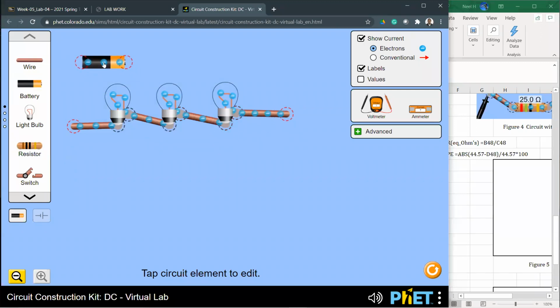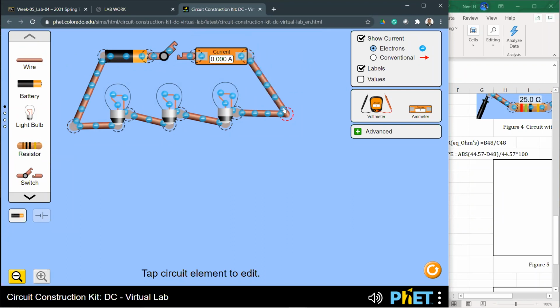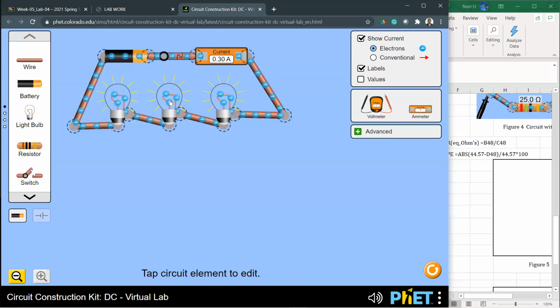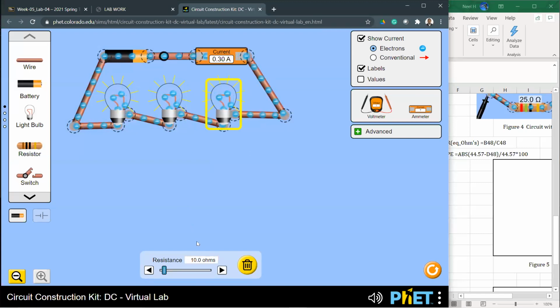Let's bring the battery. Let's bring a switch. Let's bring an ammeter. And then let's connect these two endpoints. And then put the switch on. So all the light bulbs are illuminating. Then the light bulb actually has a resistance value. Okay, so if you click on each of the light bulbs, its resistance shows up here. It's about 10 ohms. We can keep it as it is. We don't need to change that number. Just keep the 10 ohms.